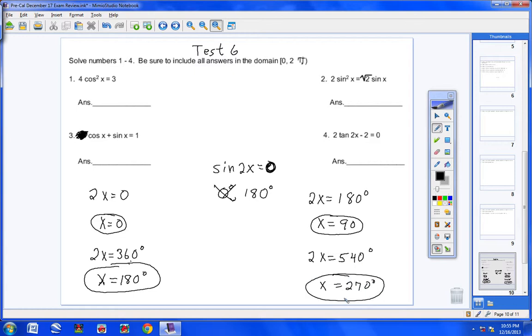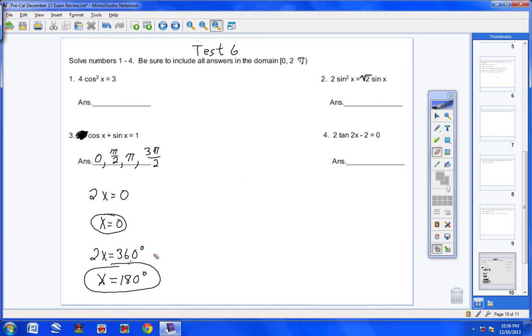Now if I go a step further and add 360 to 540, I will get out an x value that's way outside of my domain. Remember, all of your answers have to fall between 0 and 2 pi. So these are your 4 final answers, and of course they should be written in radians. So it would be 0, pi over 2, pi, and 3 pi over 2. So there we go. There are the answers to number 3.